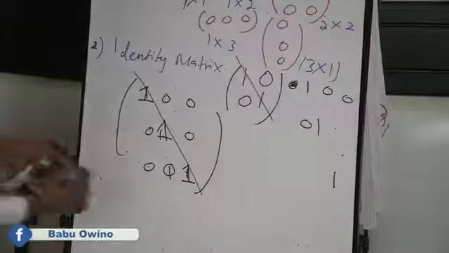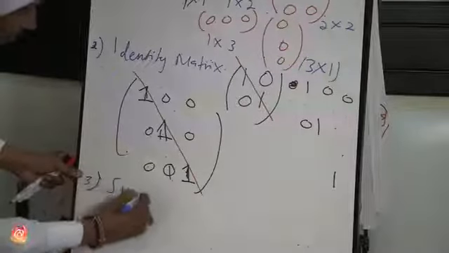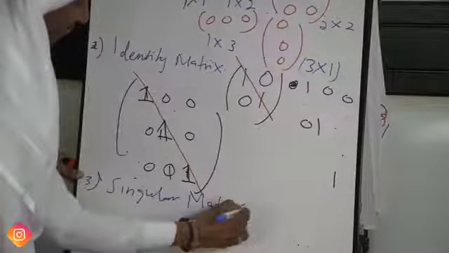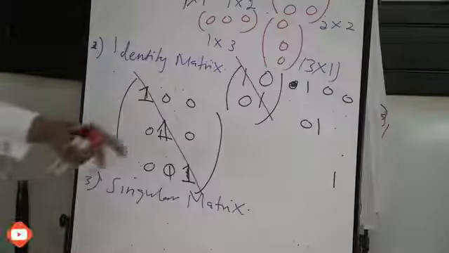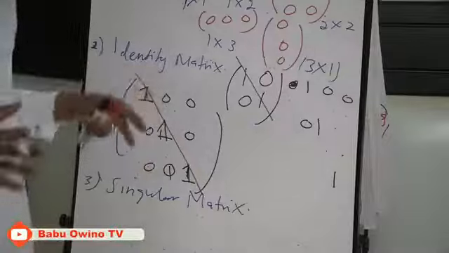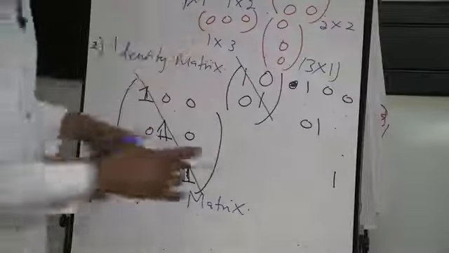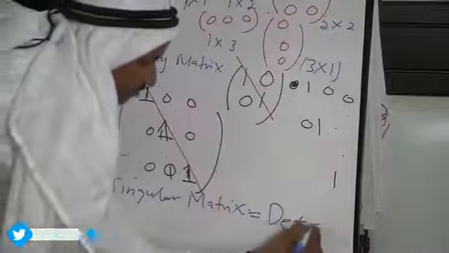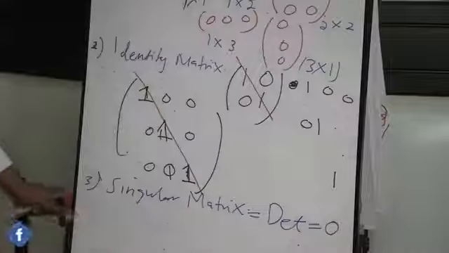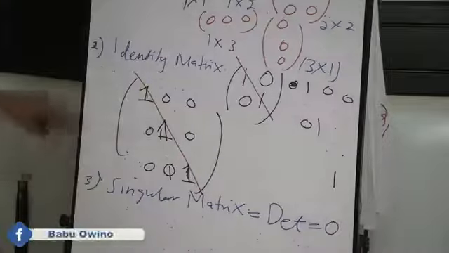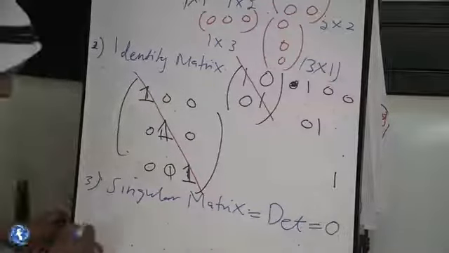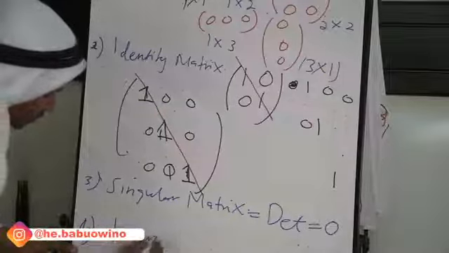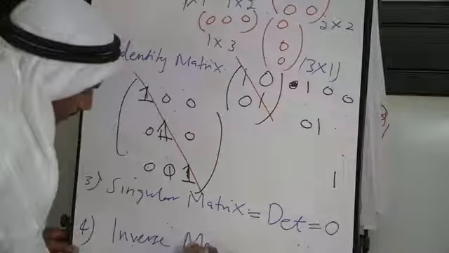The third one, we have the singular matrix. In a singular matrix, the determinant of that matrix equals 0. We'll also do an example on that. And lastly, number 4, we have the inverse matrix.